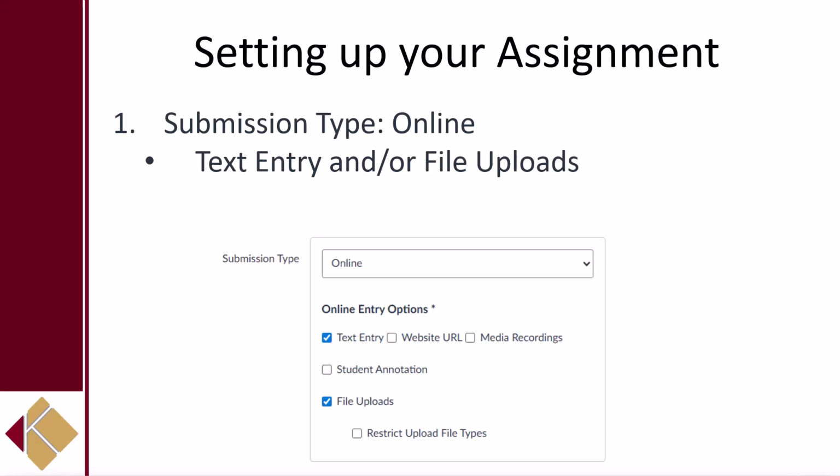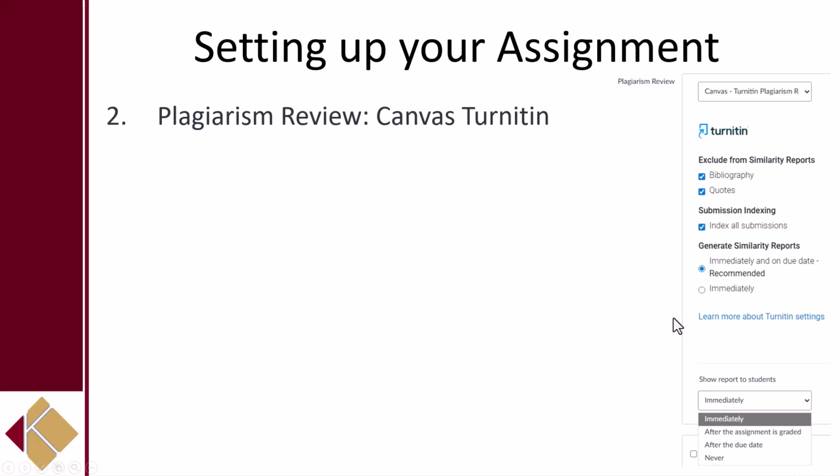Begin by creating your assignment as you always do. When it comes to submission type, select Online and check the boxes next to Text Entry and/or File Uploads. After you have made these selections, a plagiarism review section will appear. Select Canvas Turnitin Plagiarism Review from the drop-down menu.